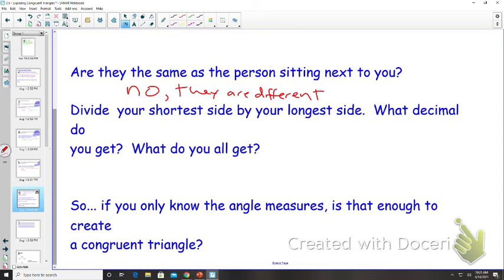So if you only know the angle measures, is that enough to create a congruent triangle? No. What type of triangle will we be making? Similar. Good.